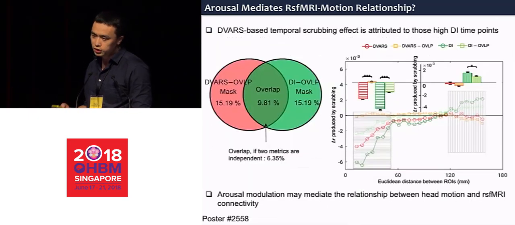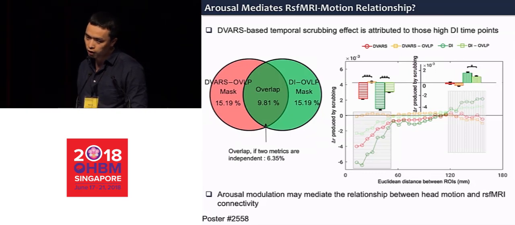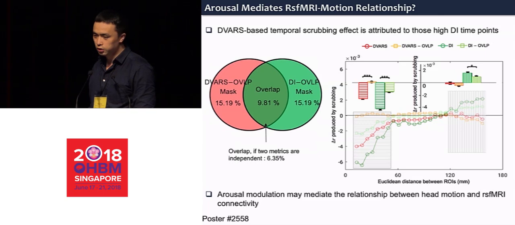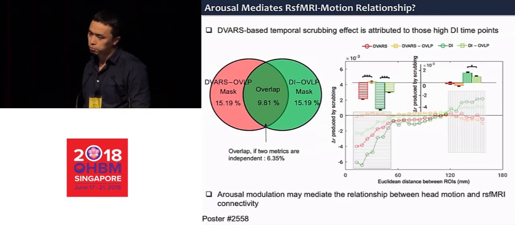Because we use masks to do the temporal scrubbing, we found a significant overlap between the DVARS masks and the DI masks. But if we exclude the overlap and use the device-specific mask to do the temporal scrubbing, we see no change in the resting state connectivity at all. So it basically suggests that arousal modulation may mediate the relationship between head motion and the resting state connectivity.